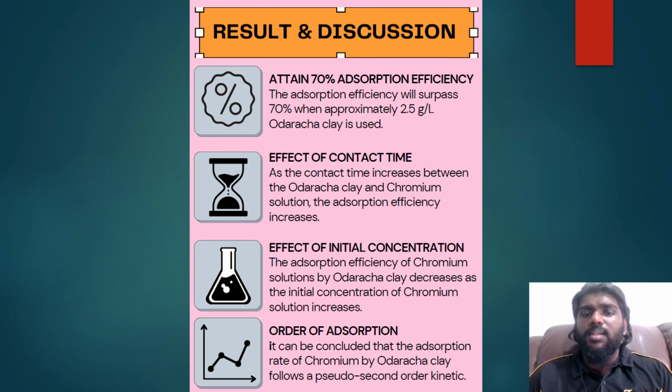Moving on to part D. The data obtained from our graph was used to find the order of the adsorption. It is found that the adsorption of chromium by Odaracha clay is governed by pseudo-second order kinetics. Using the linearized formula, we can find the slope of the graph, and eventually we can find the kinetic constant for the model. Thank you.